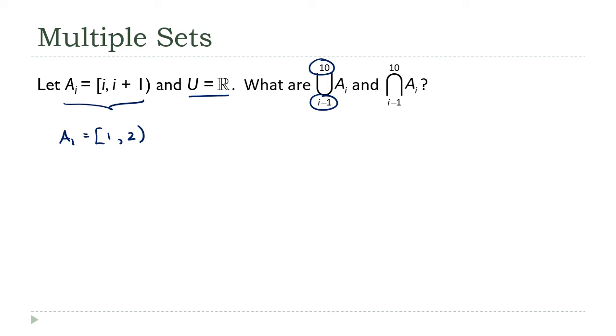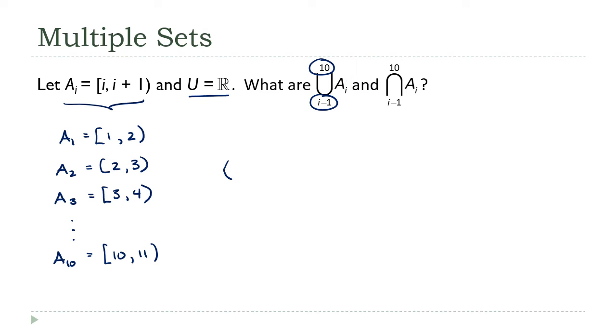All right, so let's see what happens if we keep going here a little bit. A sub 2 is 2 comma 3. Okay, good. Now I'm starting to see a pattern, right? A sub 3 is 3 comma 4, and so on here up to A sub 10, which will be 10 comma 11. So I'm talking about the union. What I'm doing is I'm saying take all of these sets and combine them together.